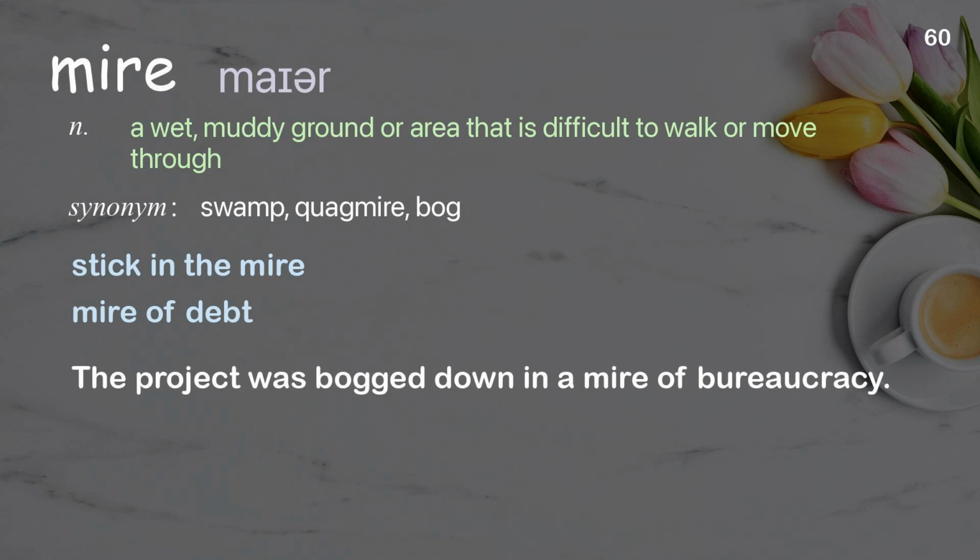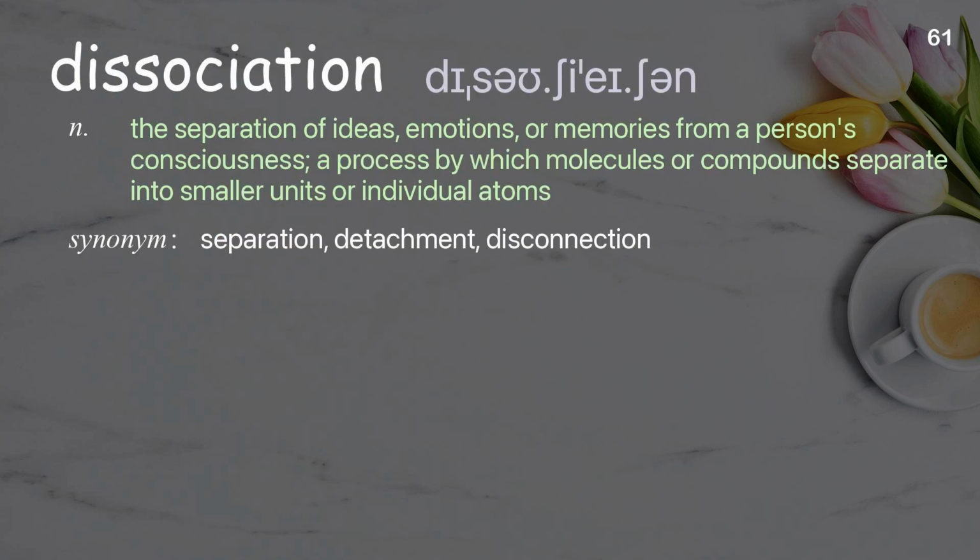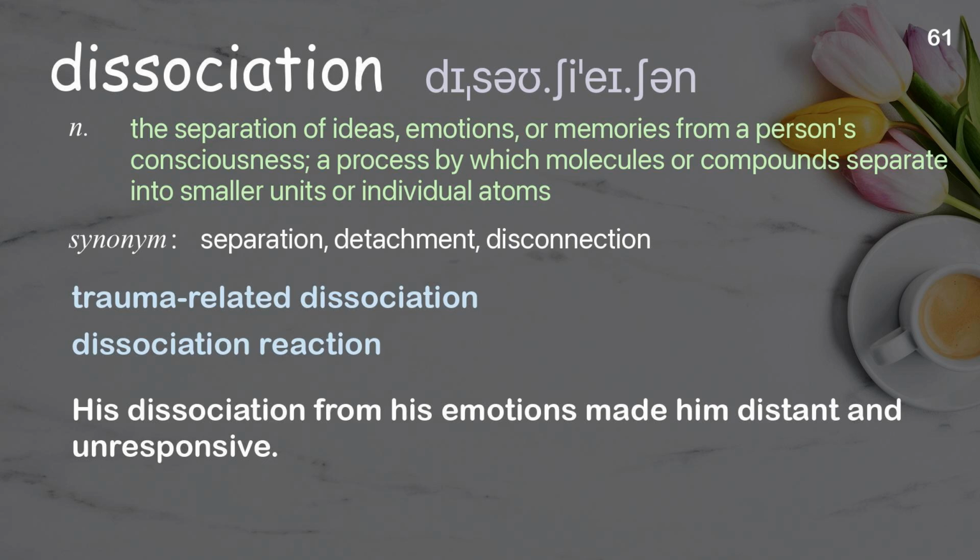Dissociation. The separation of ideas, emotions, or memories from a person's consciousness, a process by which molecules or compounds separate into smaller units or individual atoms. Examples: trauma-related dissociation, dissociation reaction. His dissociation from his emotions made him distant and unresponsive.